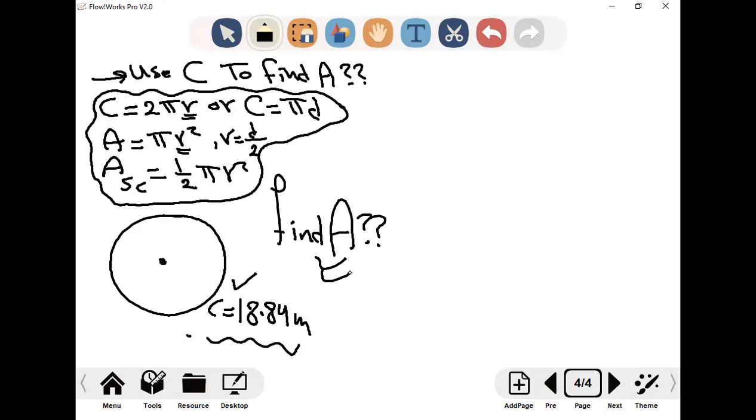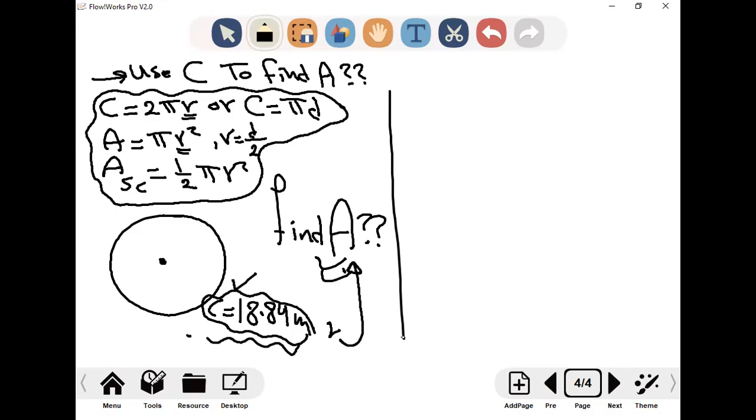The area needs what to find it? The radius. Right? Focus. The area needs the radius. So I will use the circumference to find the radius. Then I will use the radius to find the area. Do you understand? So we have 2 steps here.